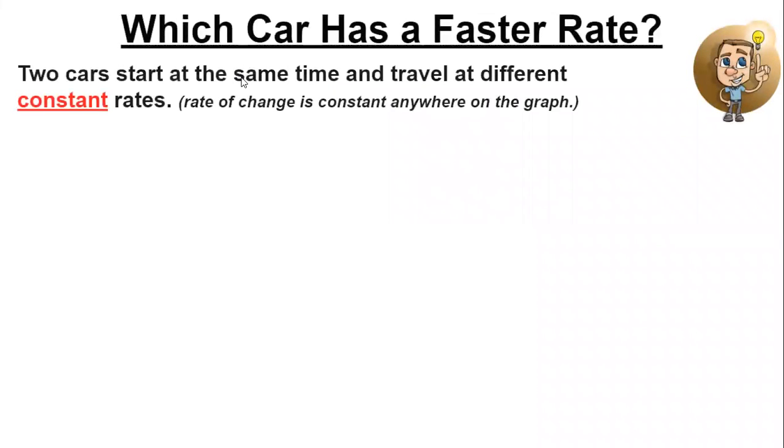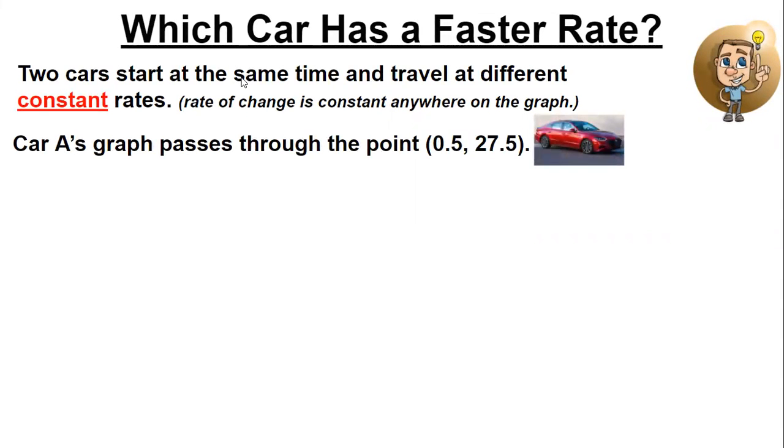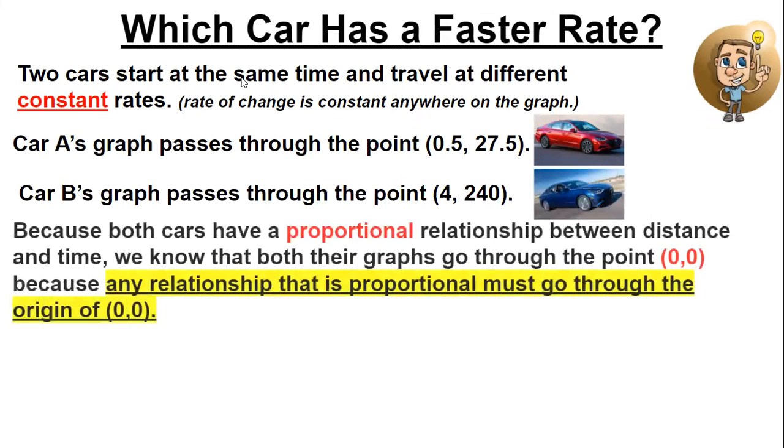And same thing. So car A's graph passes through that point, car B. Okay. Because both cars have a proportional relationship between distance and time, what I was just saying, we know that both their graphs go through the point 0, 0. Because any relationship that is proportional must go through the origin of 0, 0.